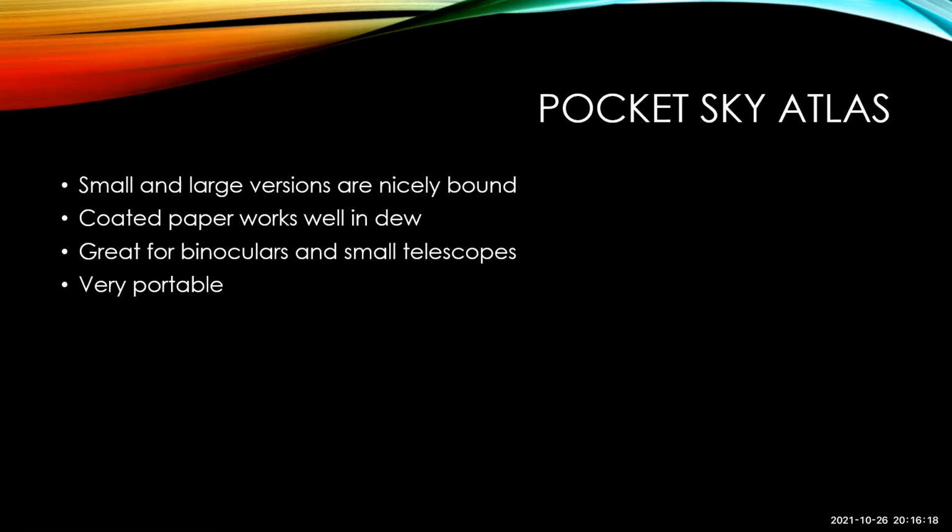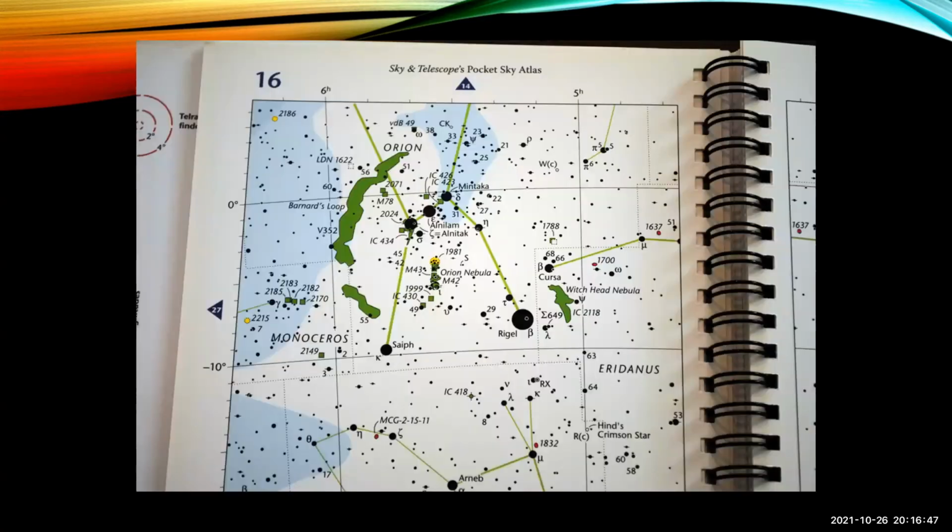When I've had my copy out in, let's say, a very dewy August, lying in a chair, doing binocular observing, it holds up to the moisture very well. I tend to use my copy with binoculars. They're really handy to use with small telescopes. And the most wonderful thing is it's so portable and easy to deal with. So this is a picture of the Orion region shown in Pocket Sky Atlas.